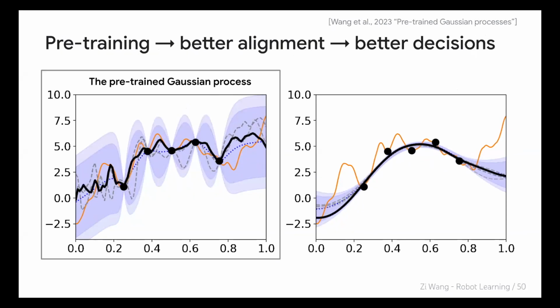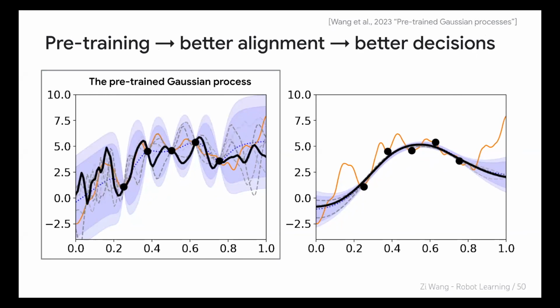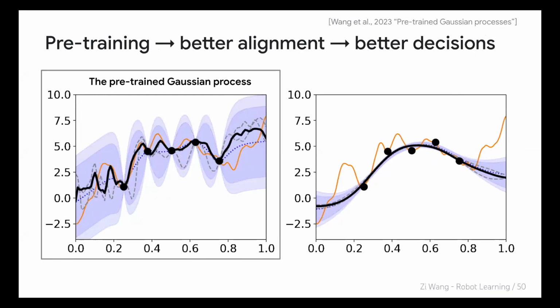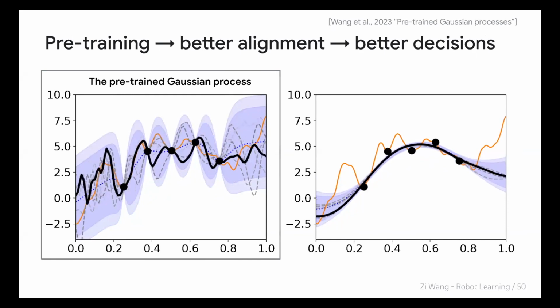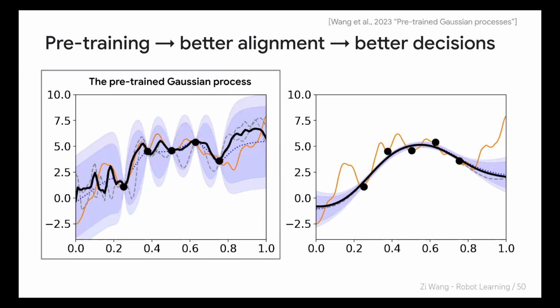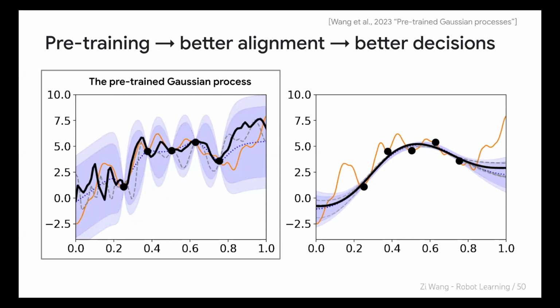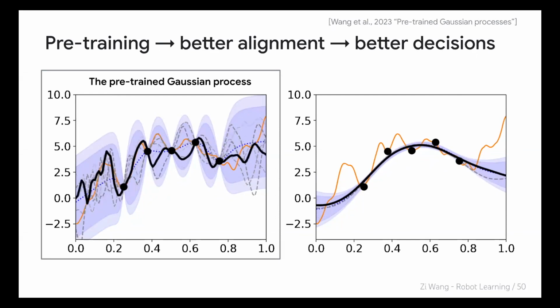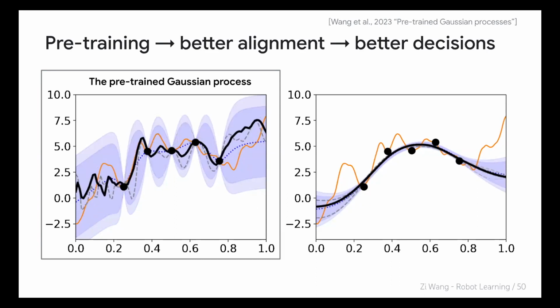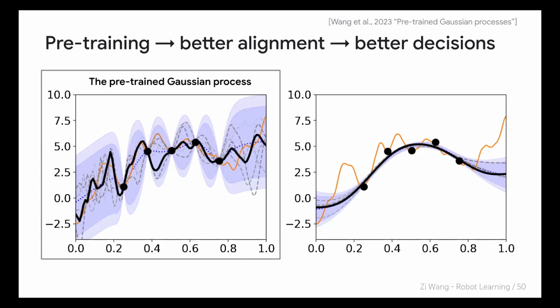Okay, so this seems pretty obvious, but see, I only have 5 minutes here. The idea is really that we need to make sure we get the right alignment between the underlying expert belief and the Gaussian process prior that we assign to the robots to make decisions in the world. So pre-training gets you better alignment and eventually gets you much better decisions.